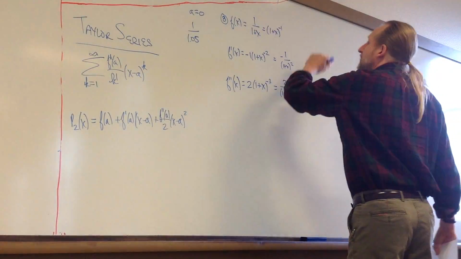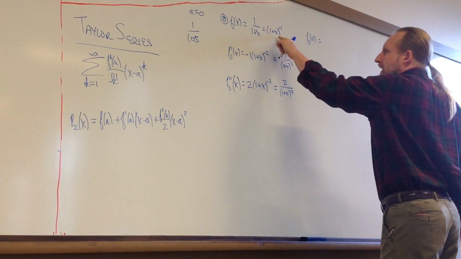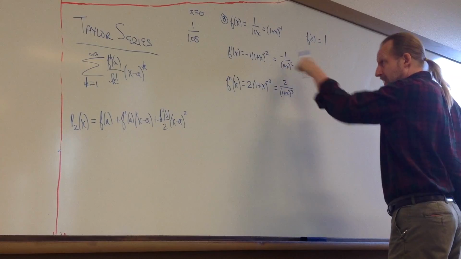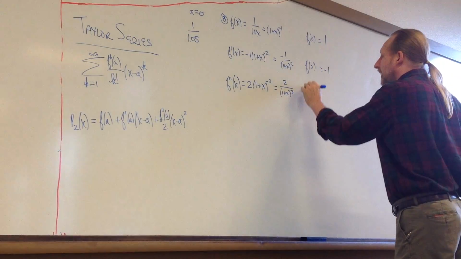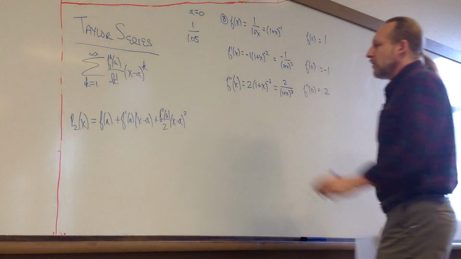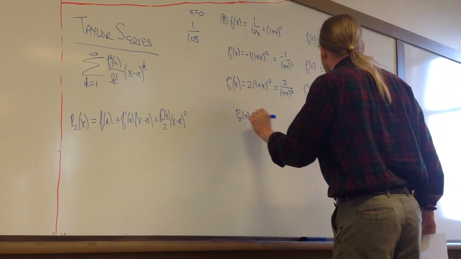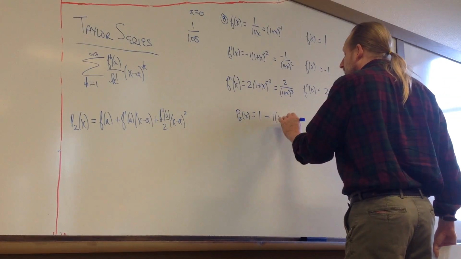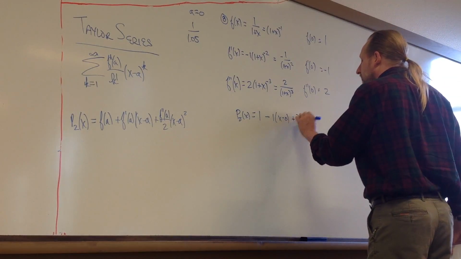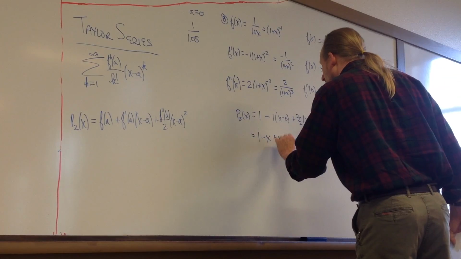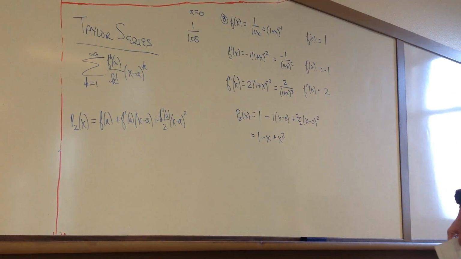With a being 0, that works out pretty nicely. So f of 0 will just be 1. F prime of 0 looks to be negative 1, and f double prime at 0 looks to be positive 2. So our quadratic approximating polynomial is going to be 1 minus 1 times x minus 0, plus 2 over 2 times x minus 0 all squared, or 1 minus x plus x squared.